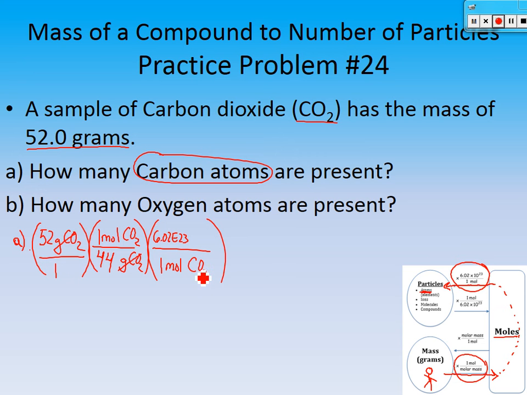Yeah, it's a compound or a molecule, right? This is actually a molecule because they're both nonmetals. So this is a molecule. So when I put Avogadro's number of something, it's going to be molecules of CO2. Okay. Now my moles of CO2 cancel out.